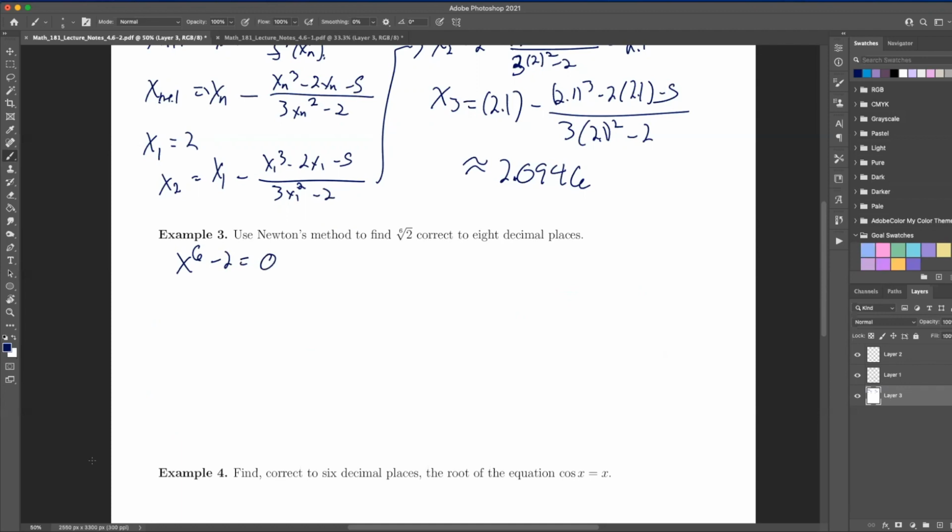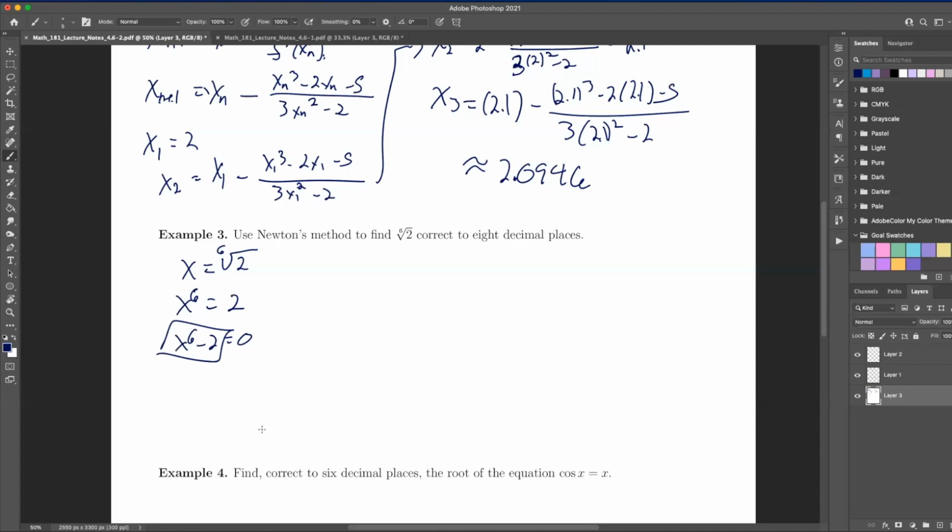Right? Because here, let's say x is equal to the 6th root of 2. Let me walk it backwards. So we're just going to raise each thing to the 6th power, and then we'll just move the 2 over. Let me get this equation.